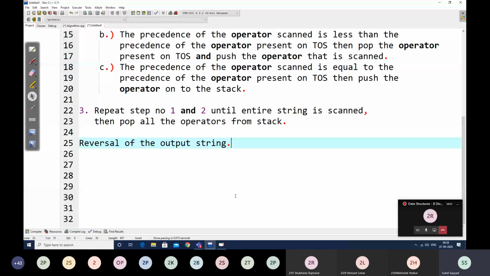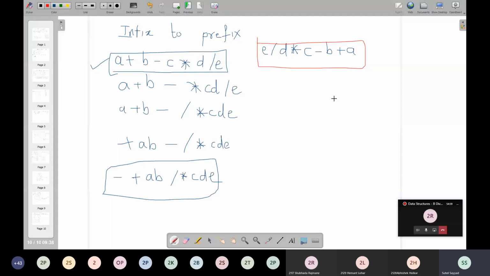So in first step what we do, we perform reversal. So this is our reversal, that is e divided by d multiplied by c minus b plus a. This is our reversed one, right? Now this is our stack which we are going to deal with. This is the block of current string that I scan and this is my output string. Okay, so let us solve.